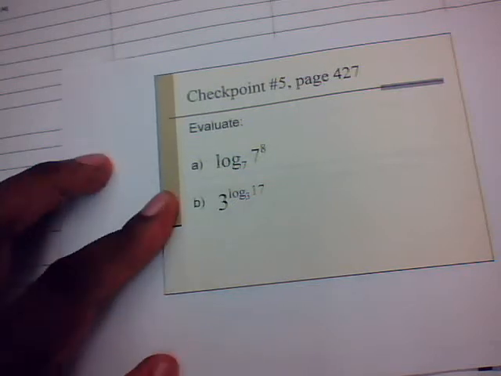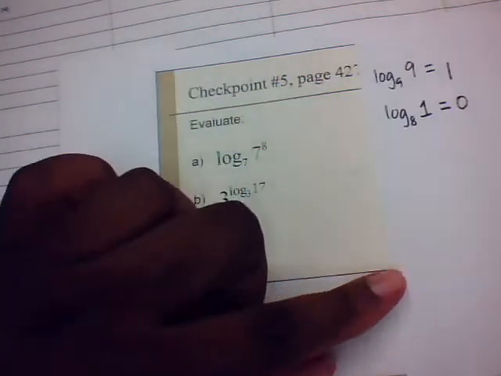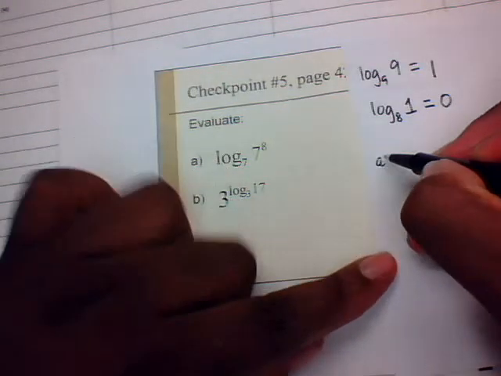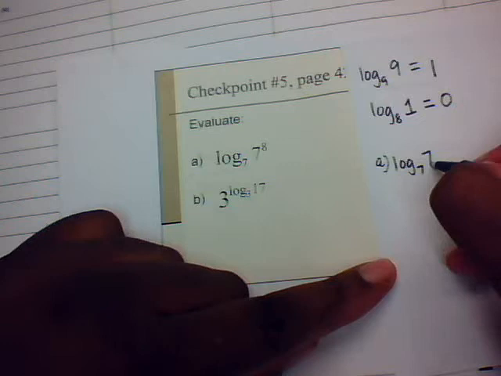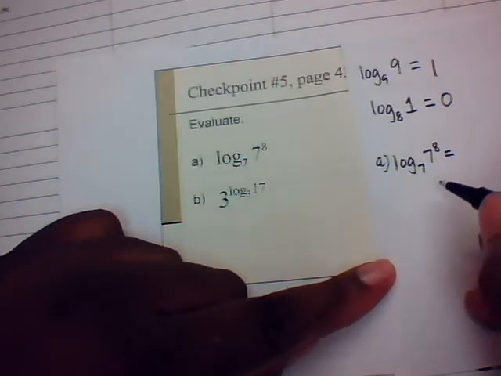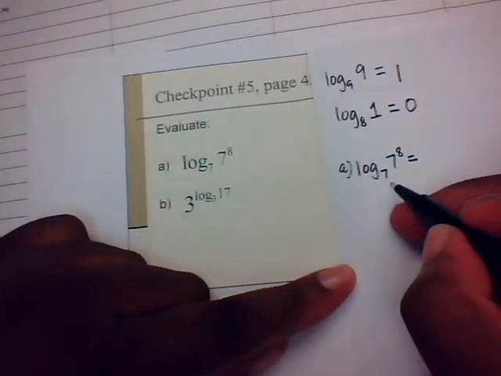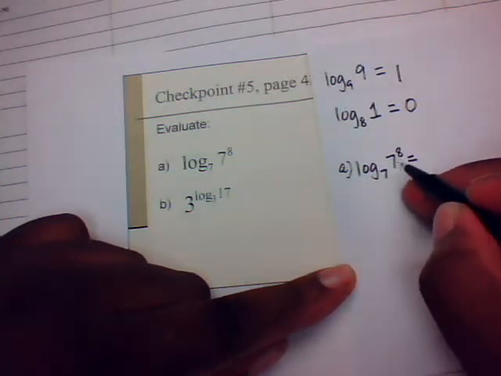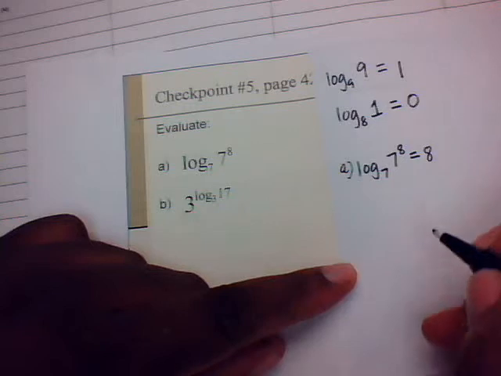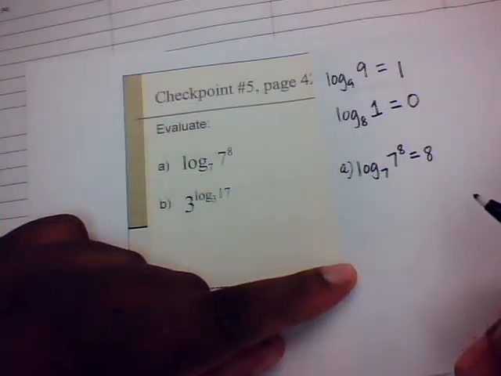Like in part A, we want to evaluate log to the base 7 of 7 to the 8th. Log to the base 7 of 7, that's gone. It'll just be this exponent, which is simply 8. That's all there is to it.